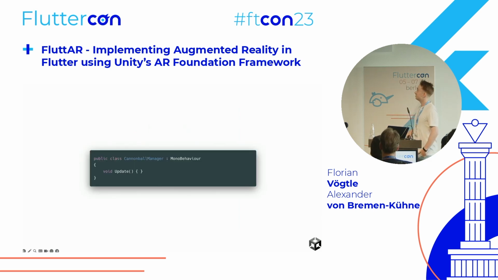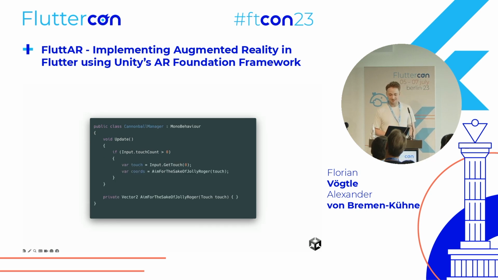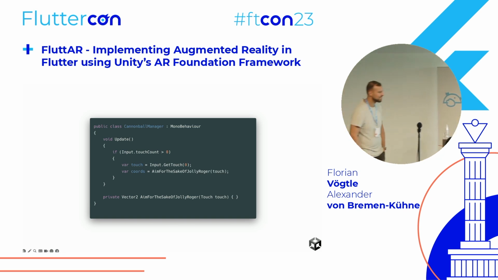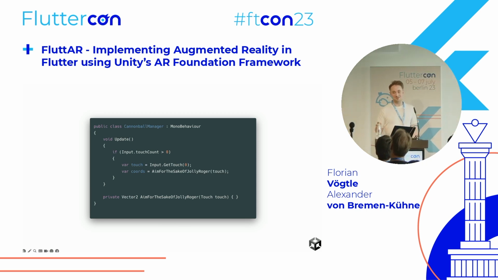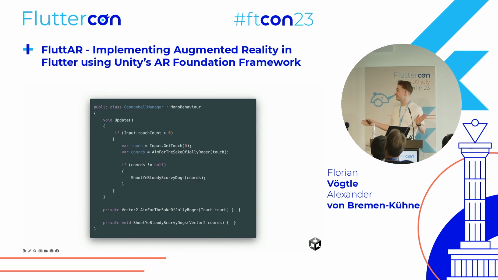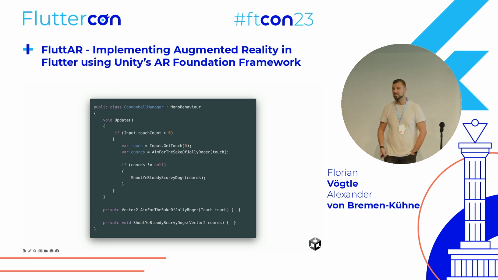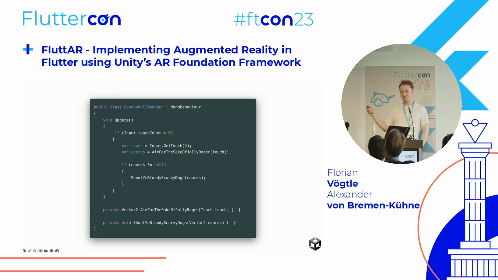So we want to aim and shoot, so we create our cannonball manager. That's the right name, I hope. And if we have some kind of touch happening, so that's how you do it, then we call a function, and you can pronounce this very well. Aim for the sake of the Jolly Roger. So that is our function that we will call to get coordinates that we clicked on of the game board. And then if we clicked something, otherwise it's none for the coordinates, then we call shoot, you bloody scurvy dogs. So that's the idea. We aim and then we shoot.